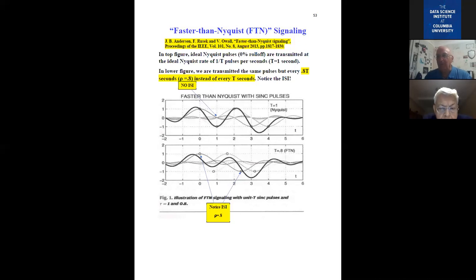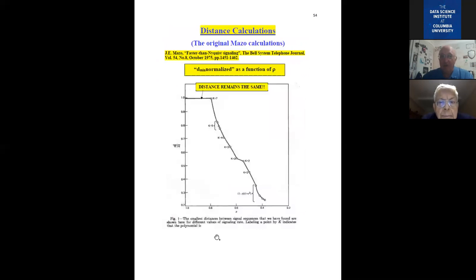Well, it turns out what Mazo did 45 years ago, he says, let's take a look at the intersymbol interference as if it's sort of a trellis code, and let's detect this using a Viterbi algorithm. What becomes important is the distance between the signals. The distance between the signals determines the probability of error. And what he found many, many years ago is that as long as you don't go more than 20% faster than the actual Nyquist rate, if you use a Viterbi algorithm at the other side, the minimum distance between signals remains the same as if you had no intersymbol interference.